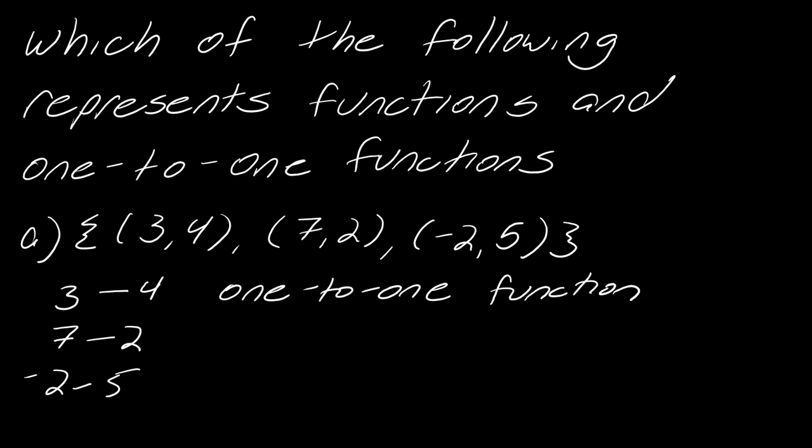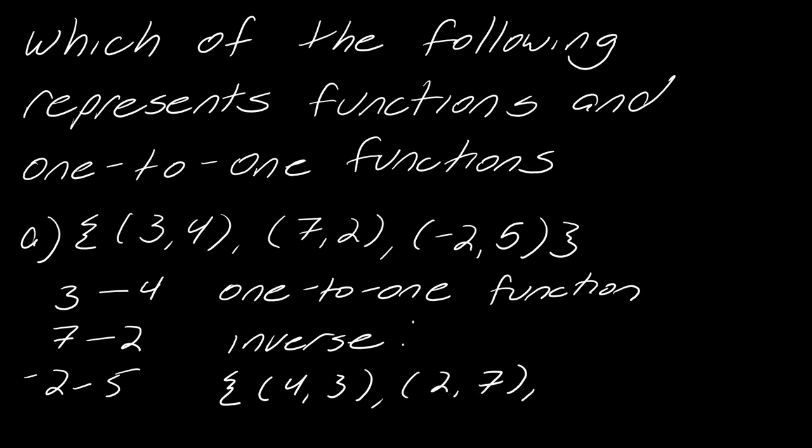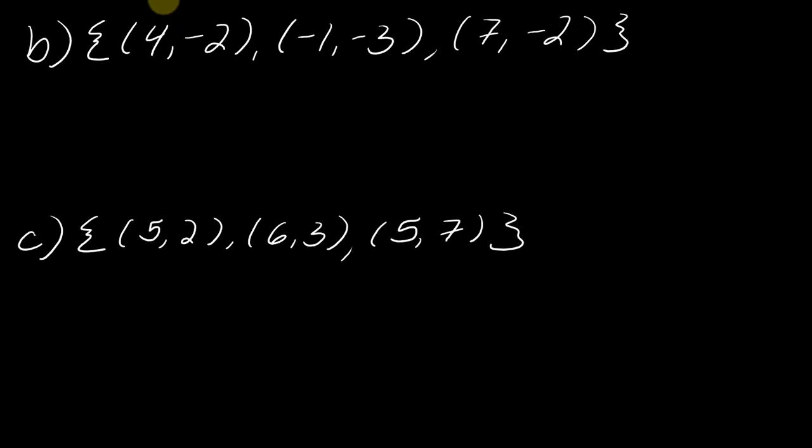And because this is a 1-to-1 function, just to introduce this idea, the inverse in this case would be 4, 3, 2, 7, and 5, -2. So once we have a 1-to-1 function, this is the idea of what we're trying to do. We flip-flop those coordinates. So let's take a look at these other two situations.